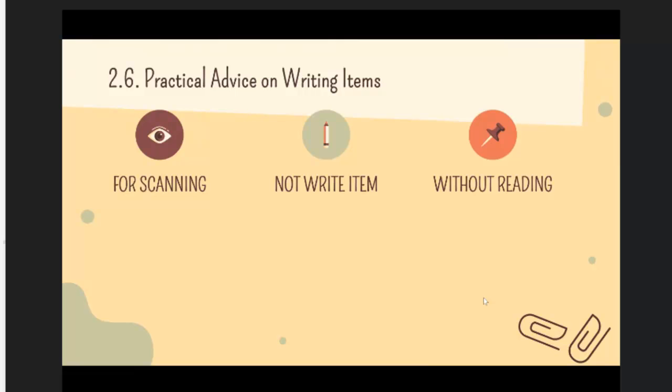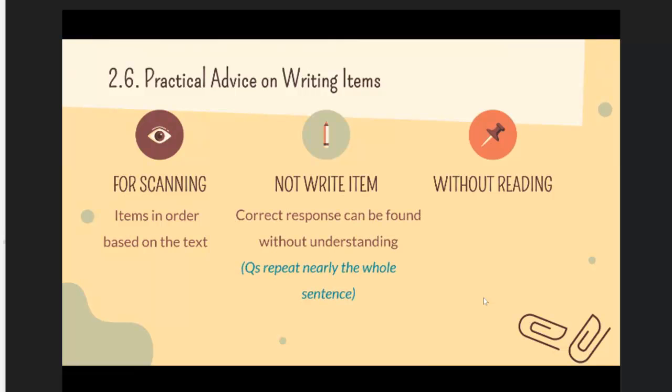And there are some pieces of advice on writing the items. For scanning, items should be in order based on the text, and try not to write items where the correct response can be found without understanding. For example, the questions repeat nearly the whole sentence. And try not to include items that some candidates may answer without reading the text. Okay.